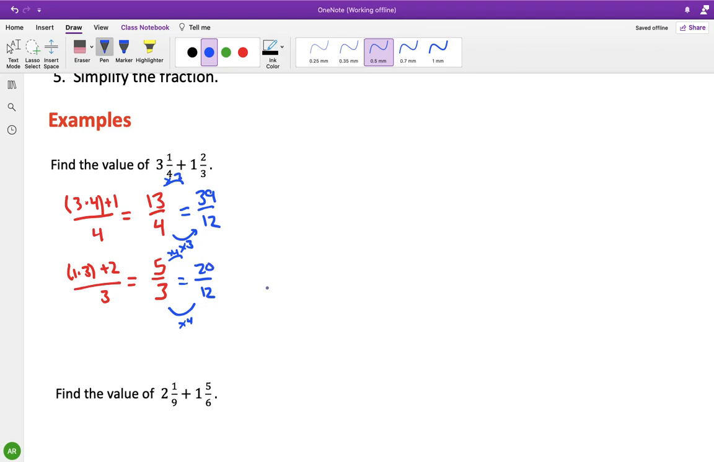Okay, now I'm just going to rewrite my equation. So I have my expression, 39 over 12 plus 20 over 12. Now, since I have a common denominator, they're both 12, all I have to do is worry about adding the numerators. So 39 plus 20 is 59. So 59 twelfths. Now we can rewrite this as a mixed number. Depending on the application, you might be able to leave it as 59 twelfths.